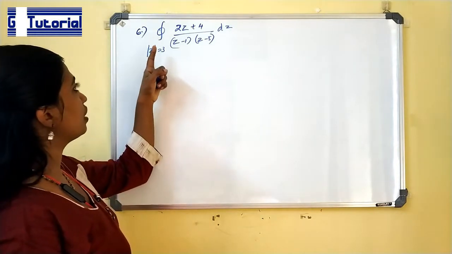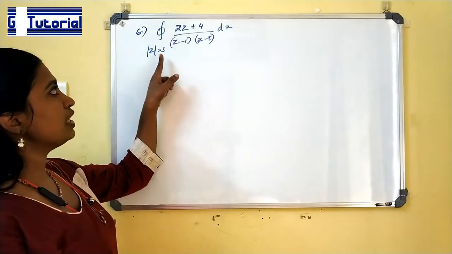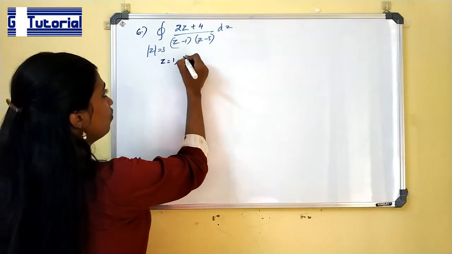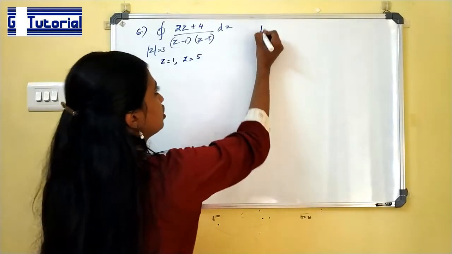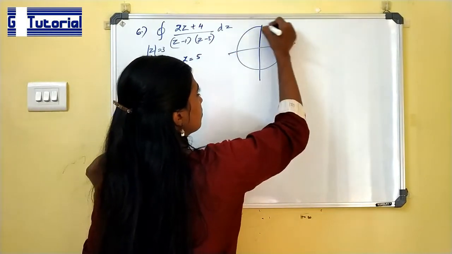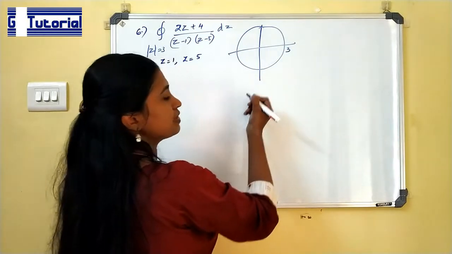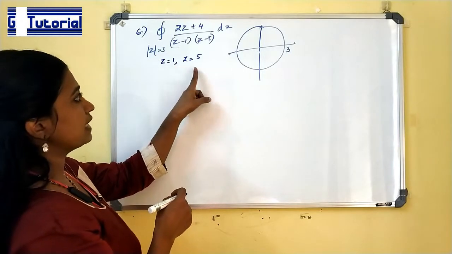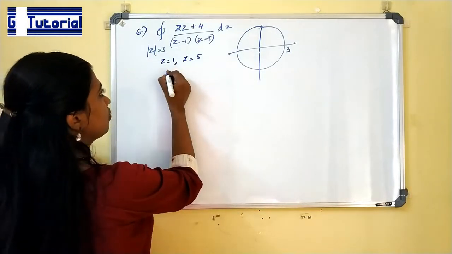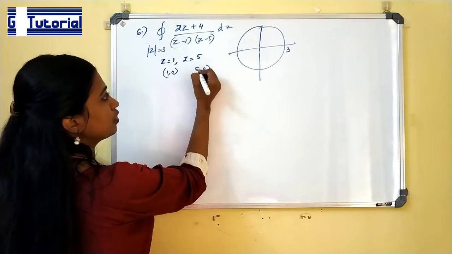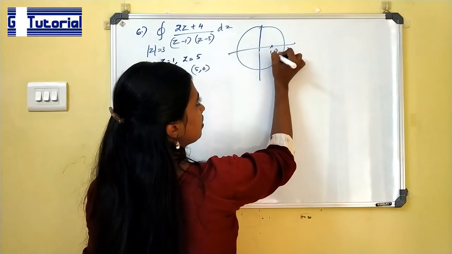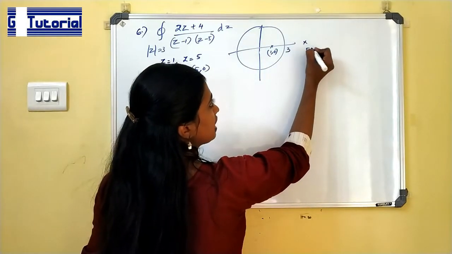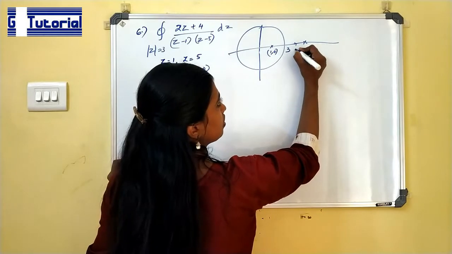This is the next question. Integral over mod z equal to 3, (2z plus 4) by (z minus 1) into (z minus 5). The poles are z is equal to 1 and z is equal to 5, and the region of integration is a circle with radius 3 and center origin. One pole is (1, 0) and the other pole is (5, 0). (1, 0) lies within the region of integration and (5, 0) lies outside the region of integration.